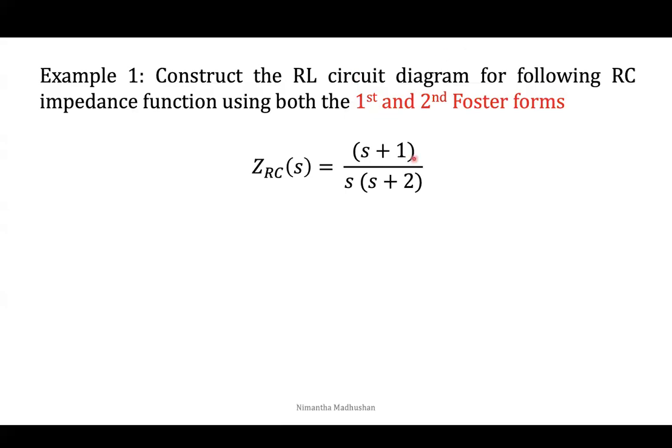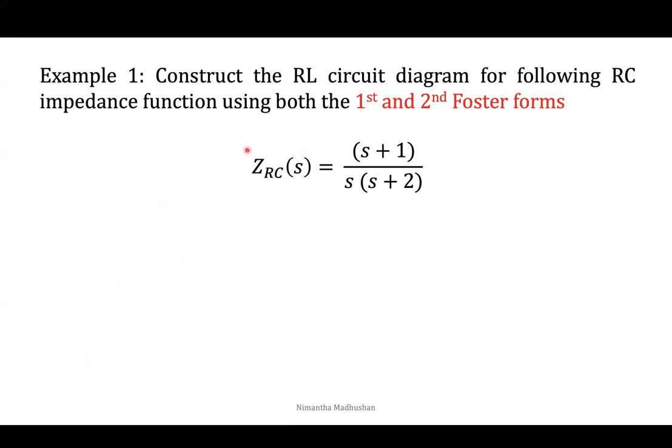Hello everyone. This is another circuit synthesis example. Here, we have to construct the RL circuit, that means a resistor and inductor circuit, for the following RC impedance function. For that one, we have to apply Foster forms. There are two Foster forms, first and second.